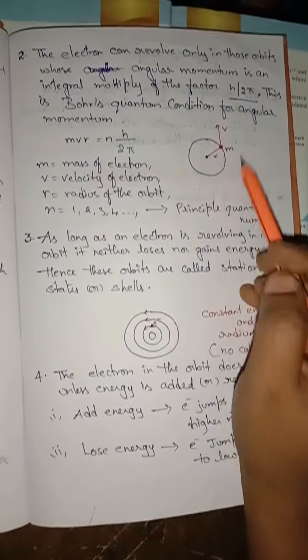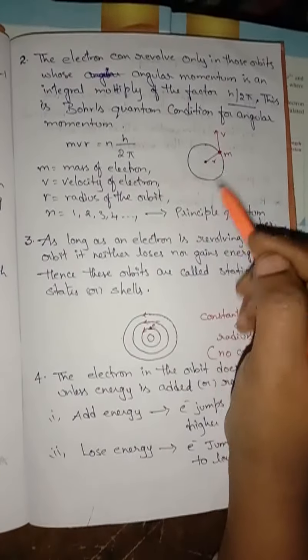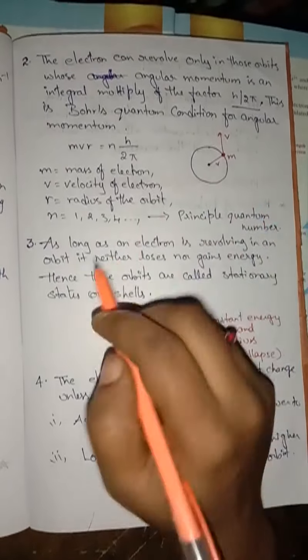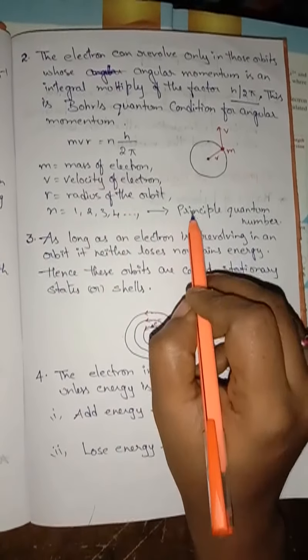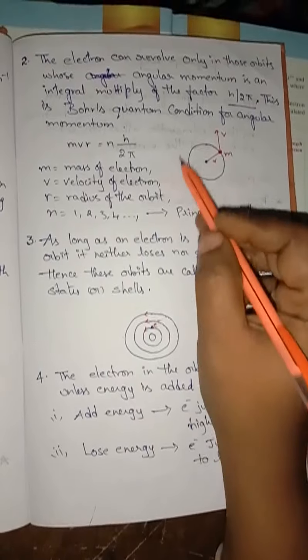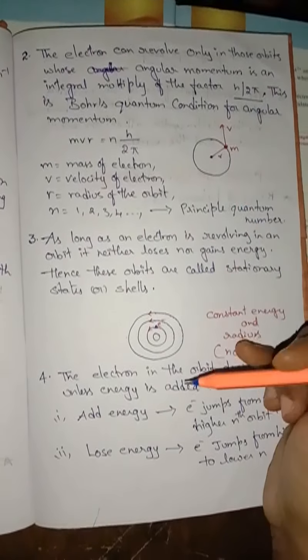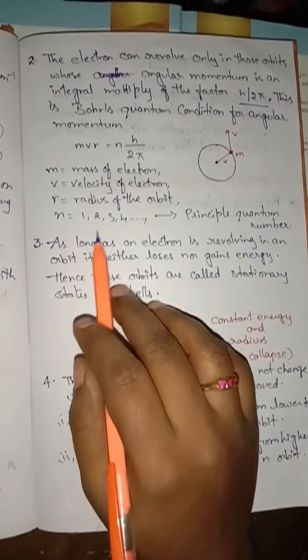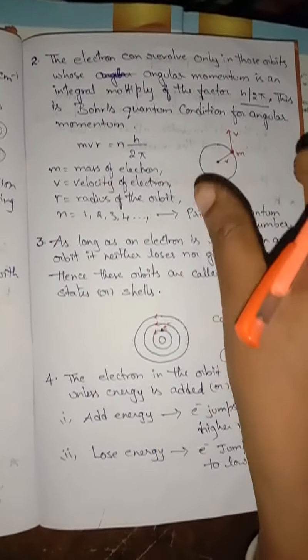3 if it is the third, 4 if it is the fourth. So it will increase. Based on these orbits, we give the numbers 1, 2, 3 and so on. These are nothing but principal quantum numbers. Each shell has a particular name and number, the K, L, M, N shells and n equal to 1, 2, 3, 4. This is called the principal quantum number. So this is the second postulate.